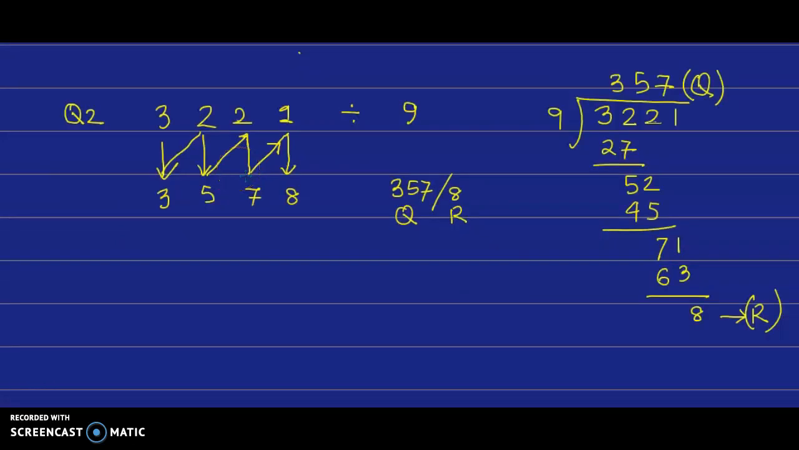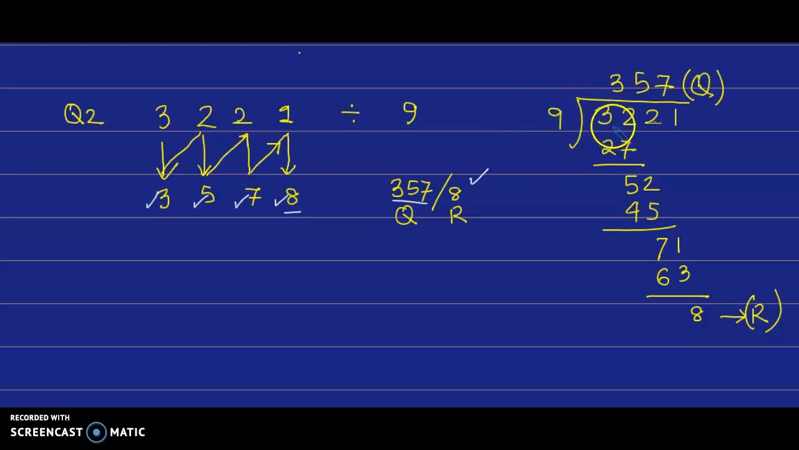Let us take a look at question number 2. The question is 3221 divided by 9. So again we will follow the same method. Drop down this 3, the first digit, then add 3 plus 2 which gives us 5, then add 5 plus 2 which gives us 7, then add 7 plus 1 which gives us 8. As explained earlier, the last digit will be the remainder and the remaining digits will be the quotient. You can check the actual division I have done over here to explain the same thing.